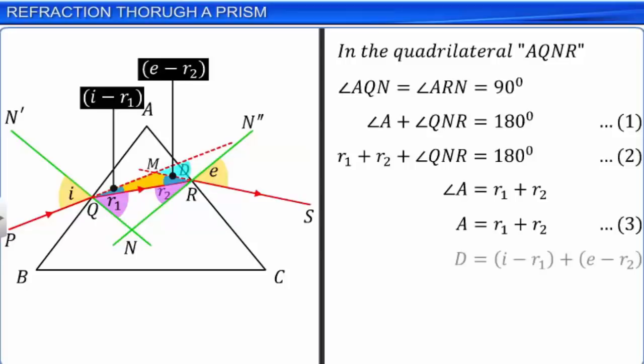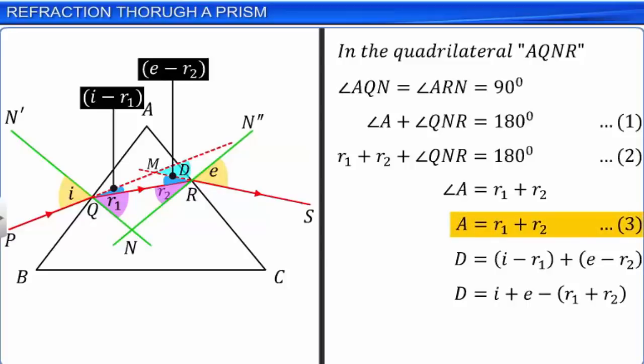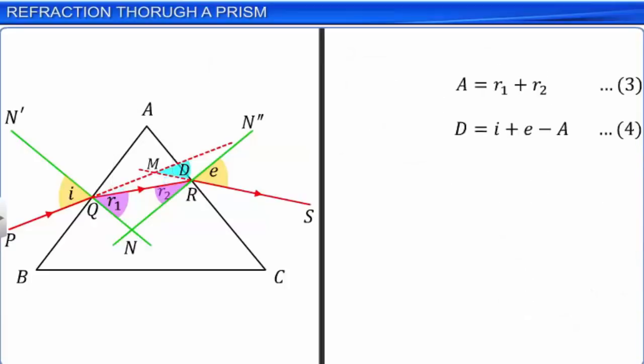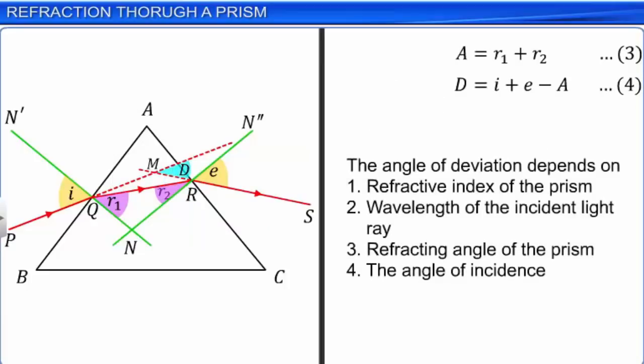Since the angle of refraction depends on the wavelength and refractive index of the prism, we can say that the angle of deviation D depends on the refractive index of the prism, the wavelength of the incident light ray, the refracting angle of the prism, and the angle of incidence. The angle of deviation increases with increase in the refractive index of the material of the prism. The more the wavelength of the incident light ray, the less is its deviation. Experimentally, it has been found that the angle of deviation decreases with increasing refracting angle.